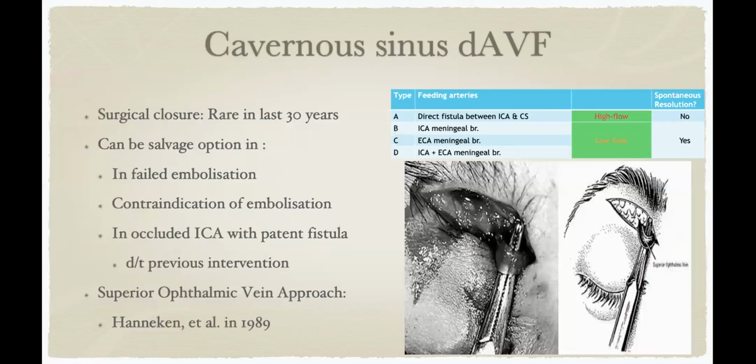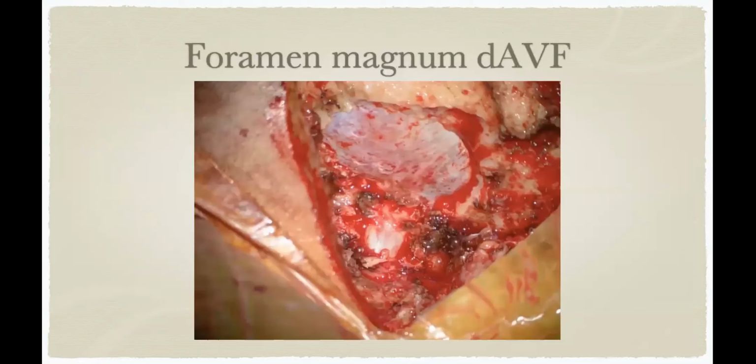Now, cavernous sinus dural AV fistulas: nowadays nobody is doing a surgical excision or surgical obliteration of the cavernous sinus, because there's always a problem of cranial nerves being injured while packing. What is surgically being done is the superior ophthalmic vein approach, which was devised by Hanneken in 1989. I will not talk in detail on this now; it can be discussed in later classes.